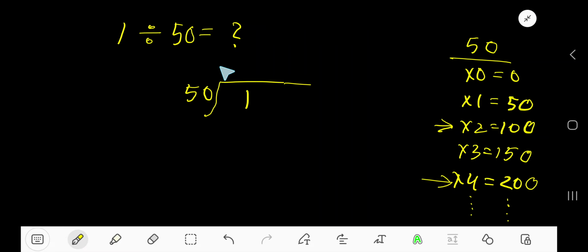1 divided by 50. Here 50 is the divisor, so we need the multiplication table of 50. Here is the easy way to find the multiplication table of 50. Look, just add 50 to the previous step.